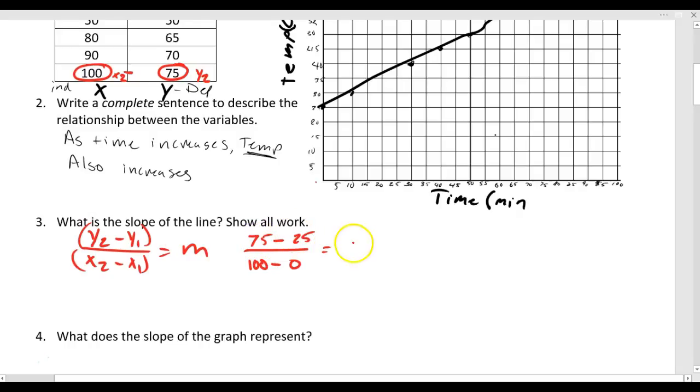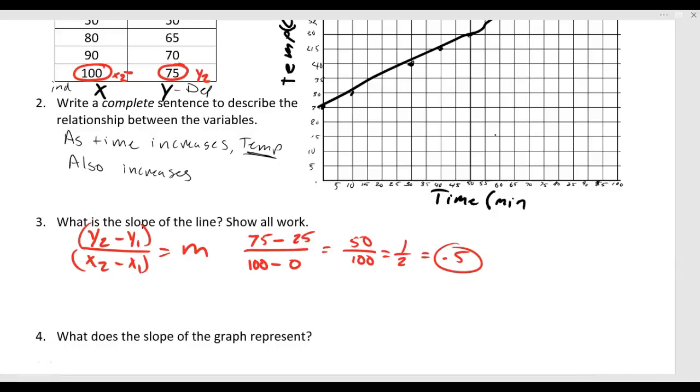Okay, now if we do some calculations, what does this equal? 75 minus 25 is 50, all over 100. So our slope in this case, if we reduce it, is 1 over 2, or 0.5. Good. That is our slope that we got so far. Alright, so let's move on to number 4.